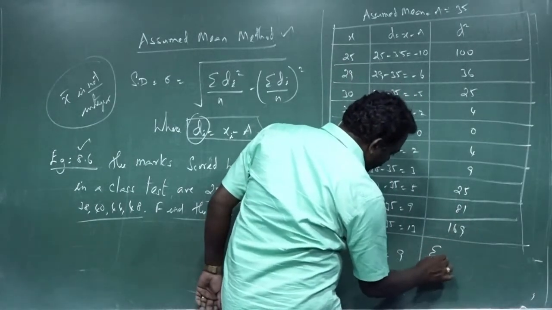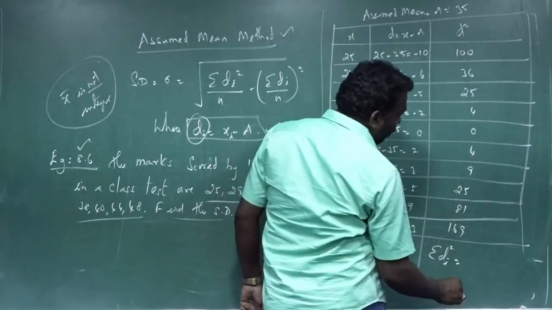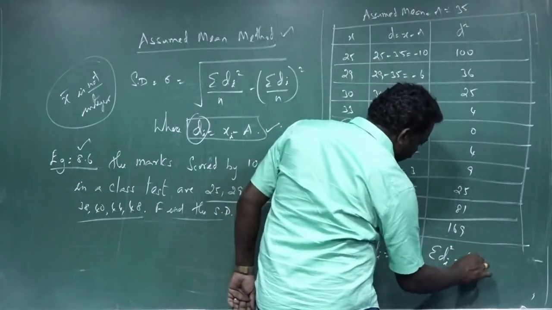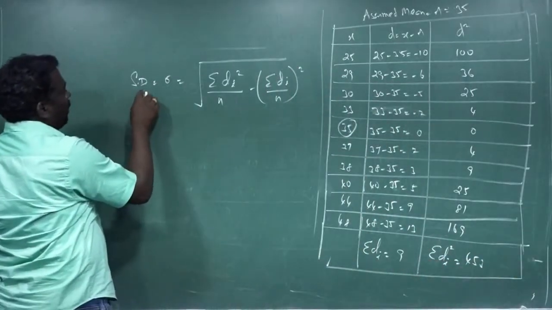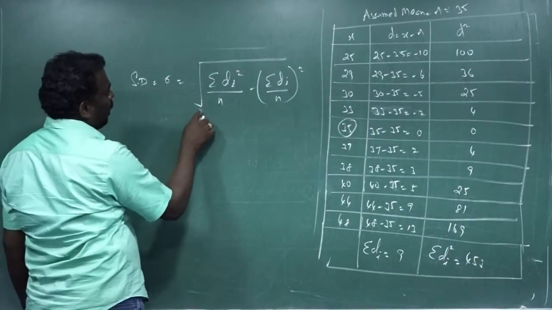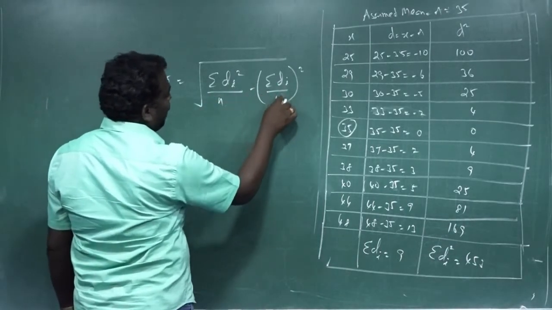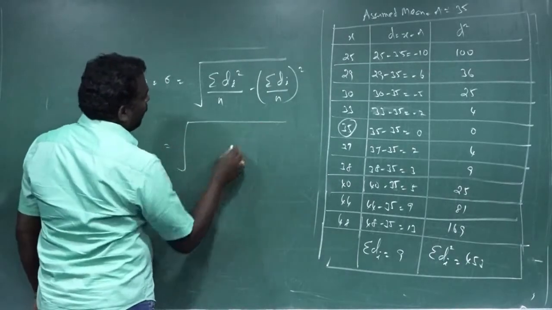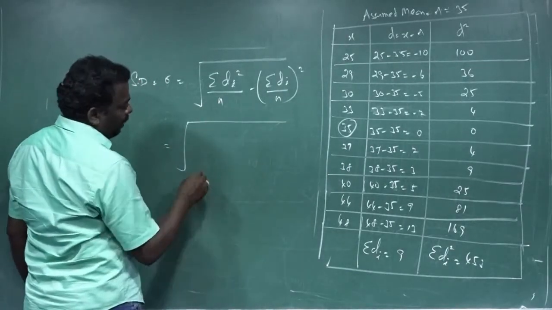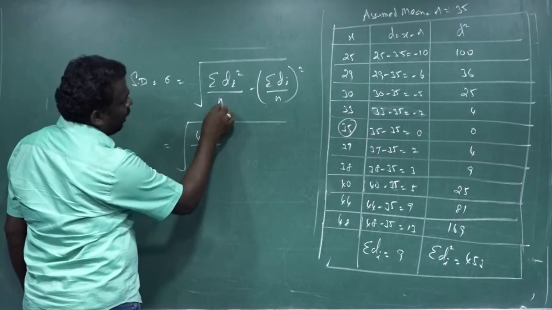Then find out the summation of d squared, which is equal to 453. That is its total value. The standard deviation, sigma, is equal to the square root of summation di squared by n minus (summation di by n) whole squared. Now that is equal to the square root of summation di squared, we apply the value 453, by the number of terms.